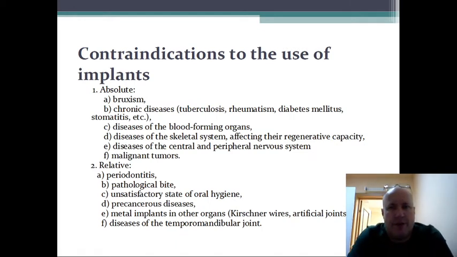Here you can see contraindications to the use of implants. First, this is absolute. Bruxism, chronic diseases, diseases of the blood-forming organs, diseases of the skeletal system affecting their regenerative capacity, diseases of the central and the peripheral nervous system, malignant tumors.